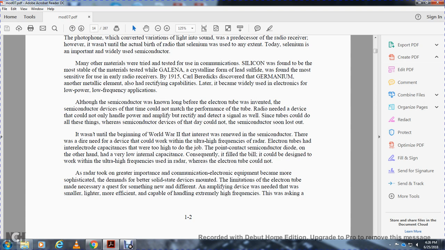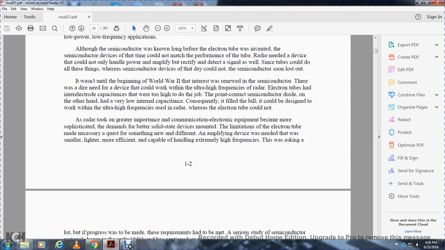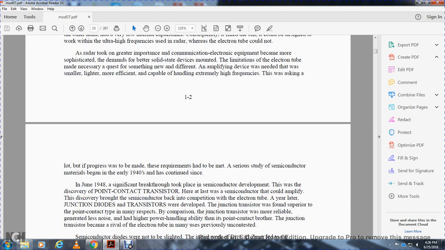As radar took on greater importance, communication and electronic equipment became more sophisticated. Dependence on the better solid-state devices grew, as the limitations of the electron tube made them necessary. Of course, something new and different was needed: an amplifying device that was smaller, lighter, more efficient, and capable of handling extremely high frequencies. This was asking a lot, but if progress was to be made, the requirements had to be met.